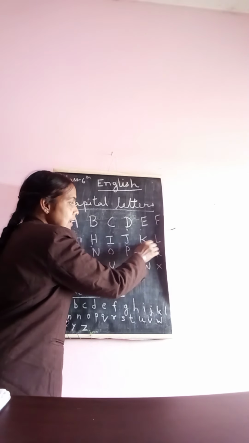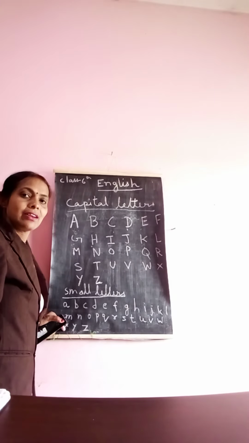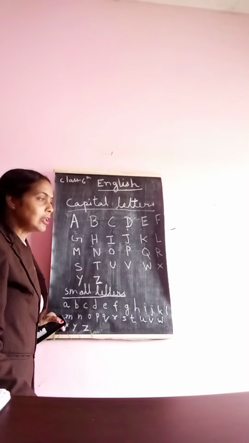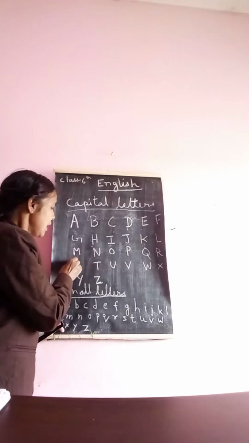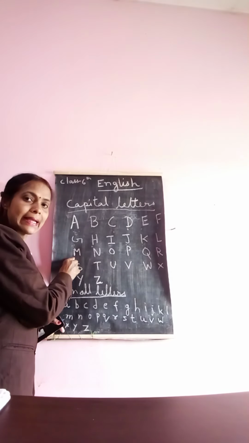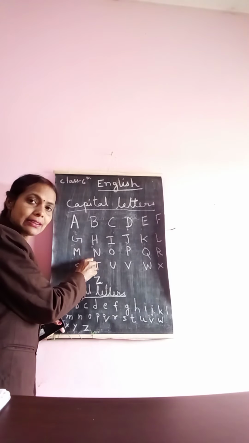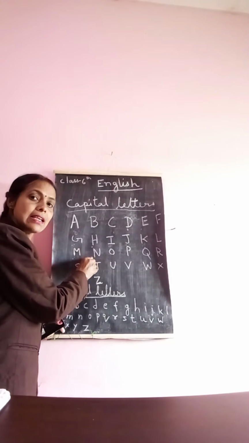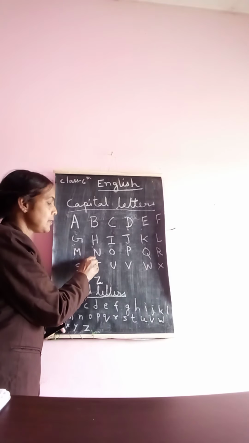This is L. L sound is L. Lion, lamp. All these have this sound, L. This is M. M sound is M. Mango, monkey, like that. What is this? N. N says n. Nose, then nest.